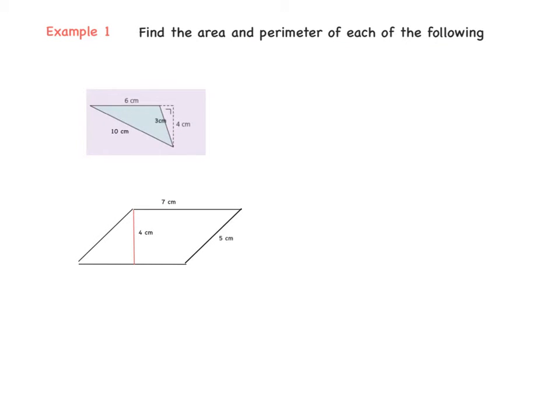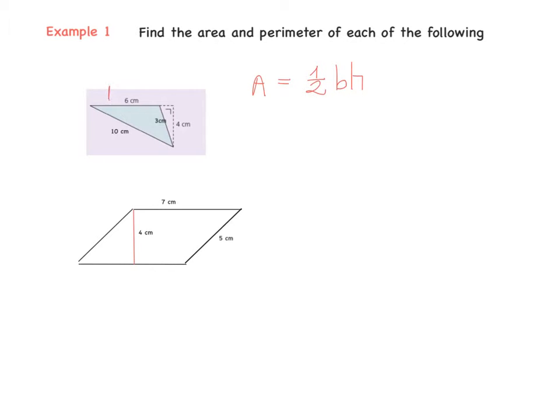So let's do the first example. We need to find the area and perimeter of the following, okay? First of all, we have a triangle in here. So let's start with the formula, okay? Always start with the formula. And the formula for area is 1/2 multiplied by the base and multiplied by perpendicular height, okay?